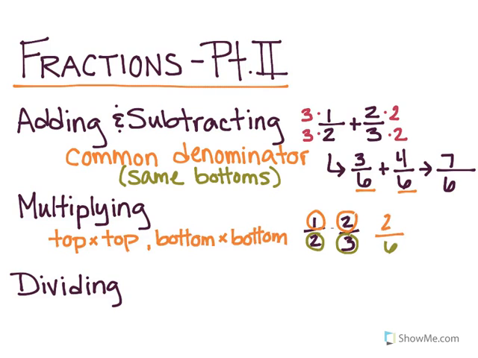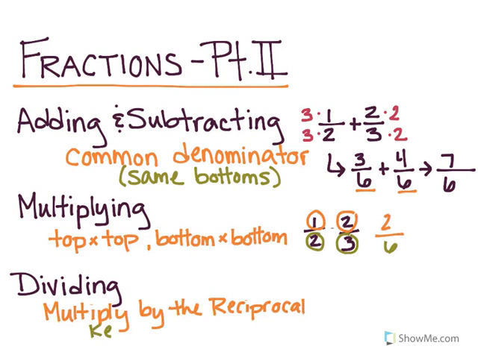Now, as far as dividing goes, dividing is kind of a flipped way of multiplying them. The proper way of dividing is by saying this: multiply by the reciprocal. Now, another way of remembering that, just as a tool for remembering, is this: keep, and then change, and flip. This is a mnemonic device to help you remember the process.